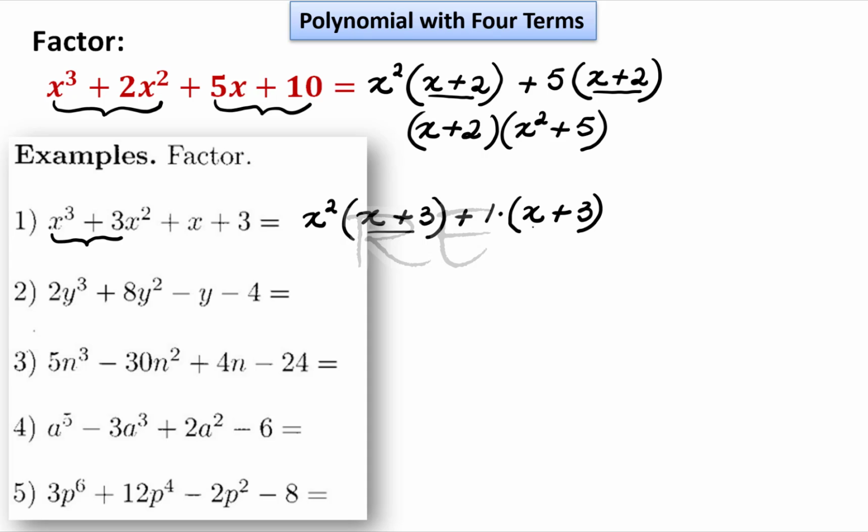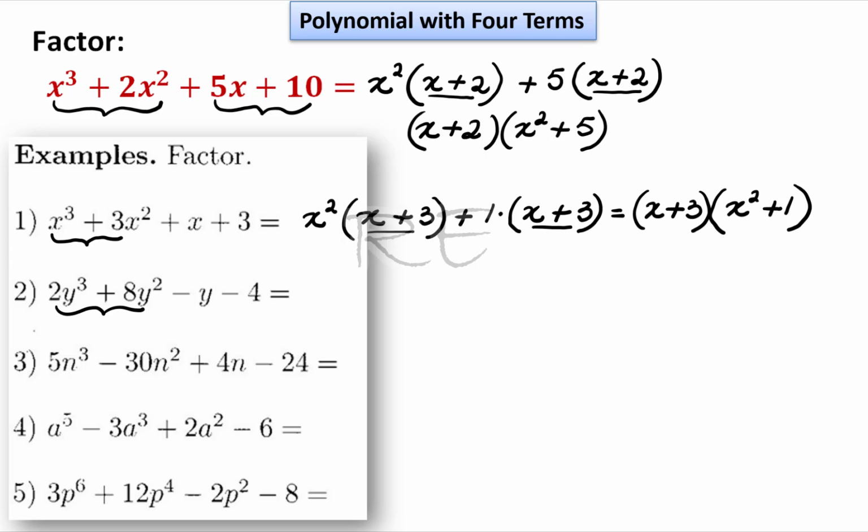Factoring again, the GCF is x plus 3. So we factor out x plus 3. And we're left with x squared plus 1, a sum of two squares, which is not factorable.